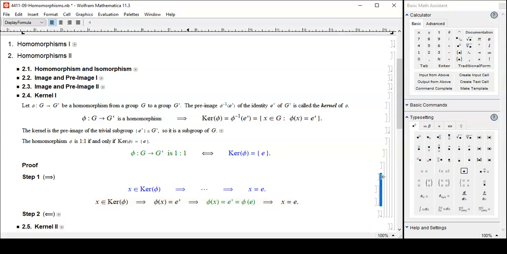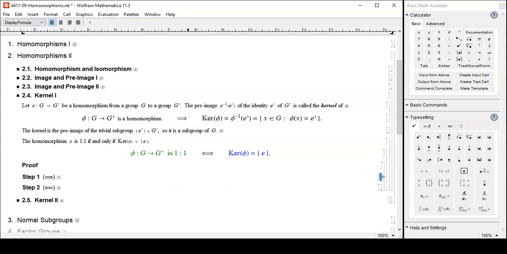Okay, that was a proof. Now let's go to step 2, and this is going to be a bit more challenging. How do I write this green? Phi is a 1 to 1 map. What do we have to prove in order to establish phi is a 1 to 1 map? Any idea?